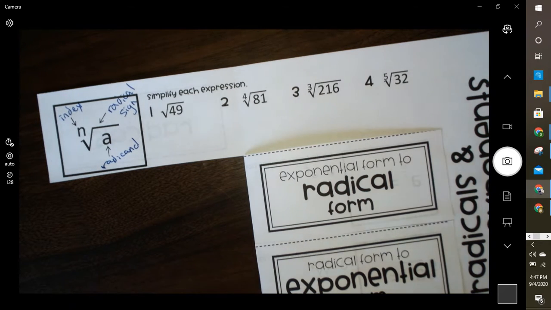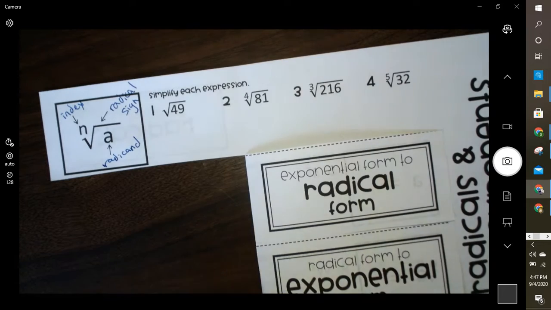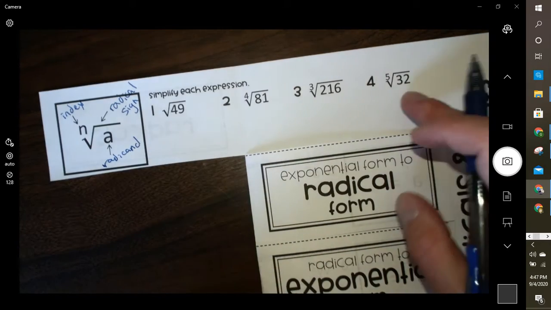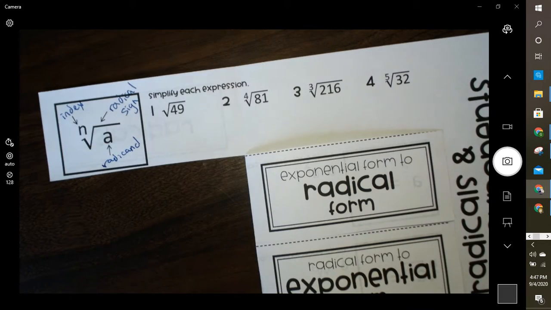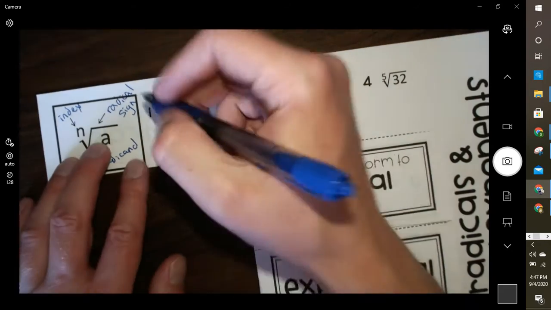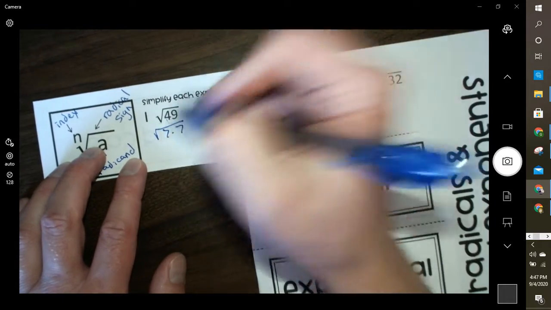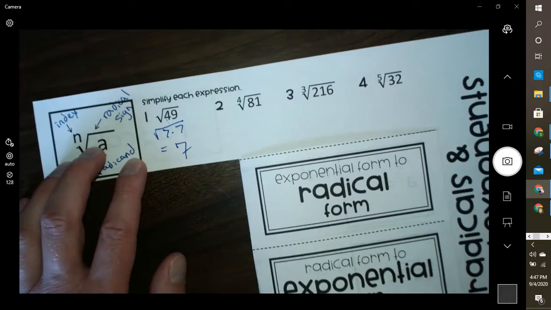Our calculator can help us with square roots and cube roots. When it comes to fourth roots, fifth roots, and so on, I would recommend guessing and checking, trying to multiply a number by itself 4 times or by itself 5 times, depending on the problem, to get the solution. Our first one here is a square root, which we could use our calculator for, but we probably know this one as well. The square root of 49 is 7 times 7, so our answer here is 7.